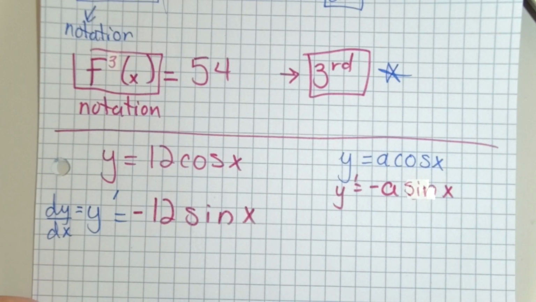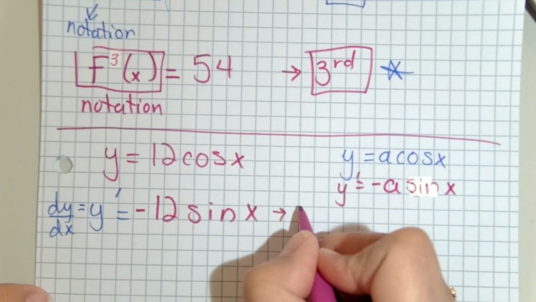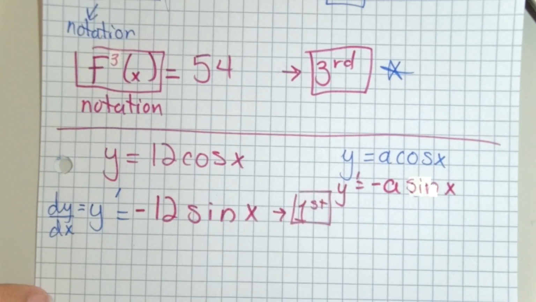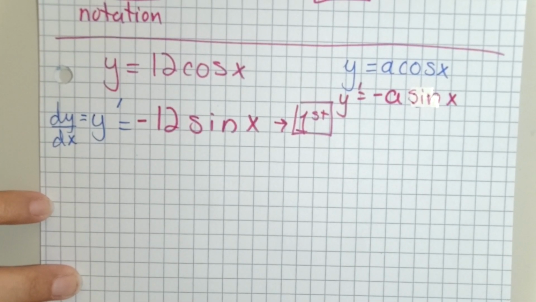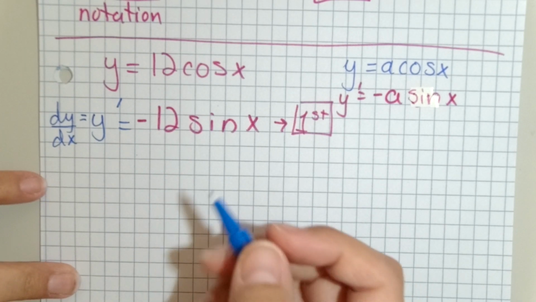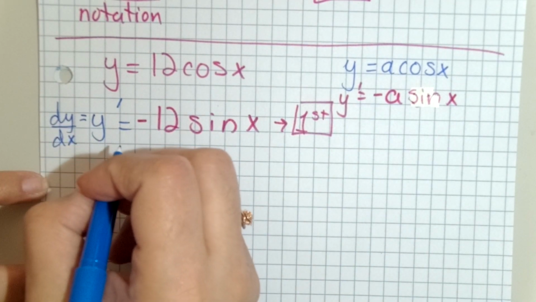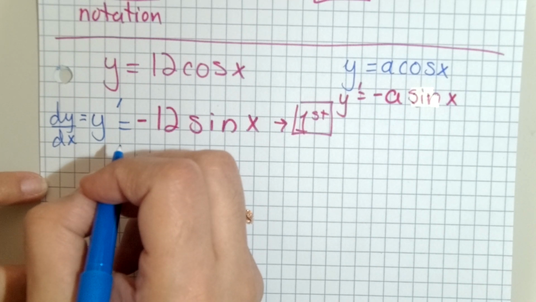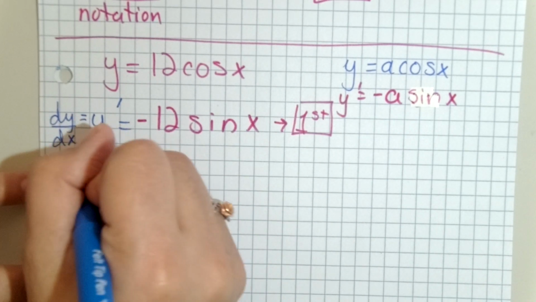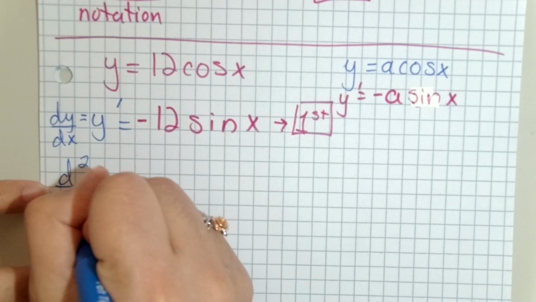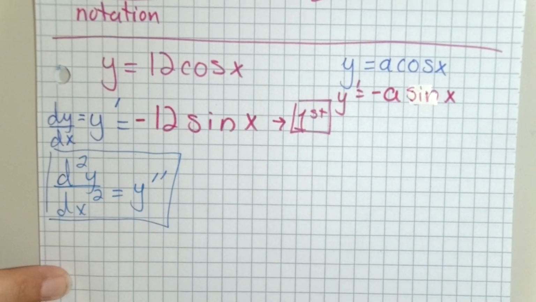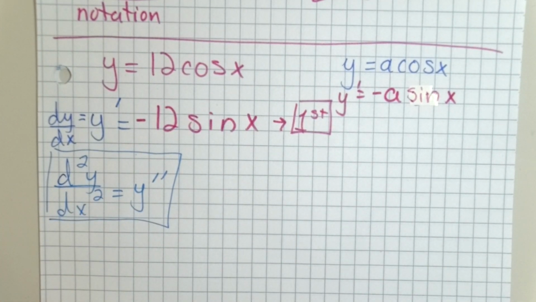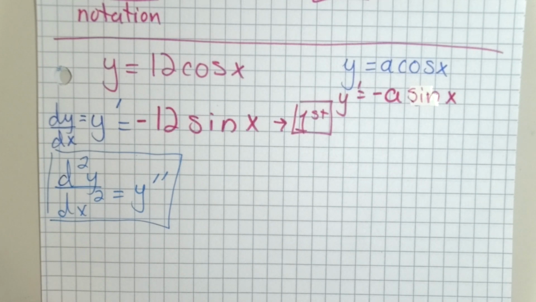Any questions? This is the first derivative. I'm not done because we need what? Second and third. Am I going too fast? Okay. So the second derivative would be d squared y by dx squared, or y double prime. Either of these will get you your points for the notation.